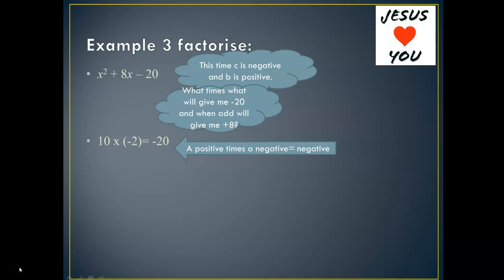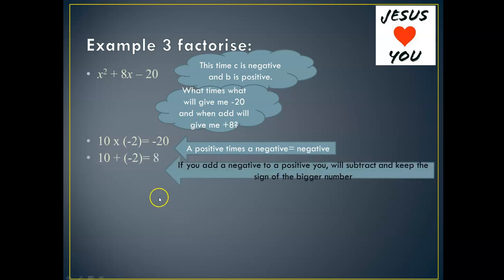So a positive times a negative is a negative. And then use that same 10 and negative 2 and add them. So 10 plus negative 2 gives us positive 8. We know that if we're adding and we have different signs, then we actually subtract and keep the sign of the bigger number. So ultimately it's 10 minus 2, 8. The bigger number was 10 and it was positive, so it means a positive 8.